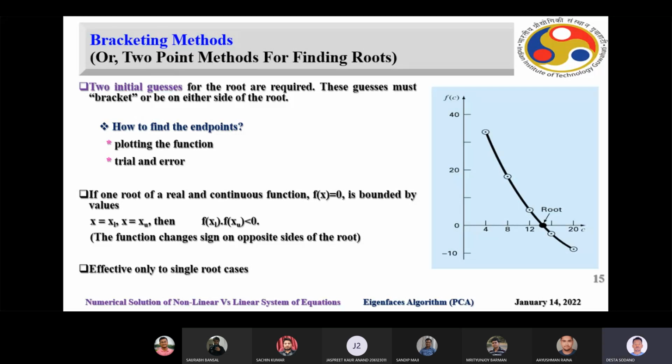The bracketing method is a two-point method for finding roots. The bracketing methods, as I told you above, are the bisection method and the regula falsi or false position method. One target of the bracketing method is nonlinear equation solving. We are expected to guess two initial guesses. Also, how to find the endpoints of this graph is given as follows. Some algorithms for each bracketing method are also given. So let us see those bracketing methods.